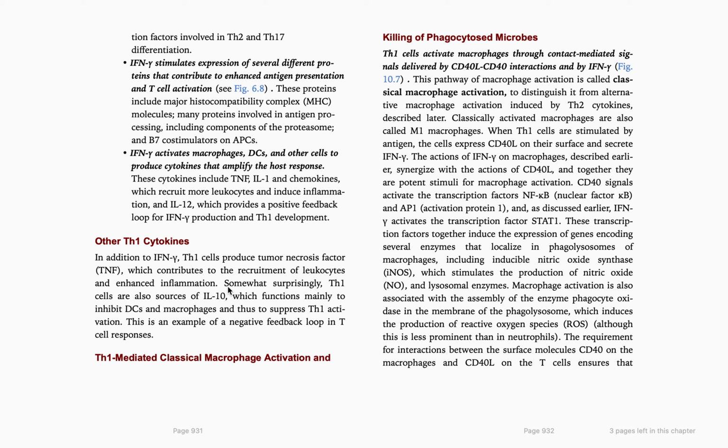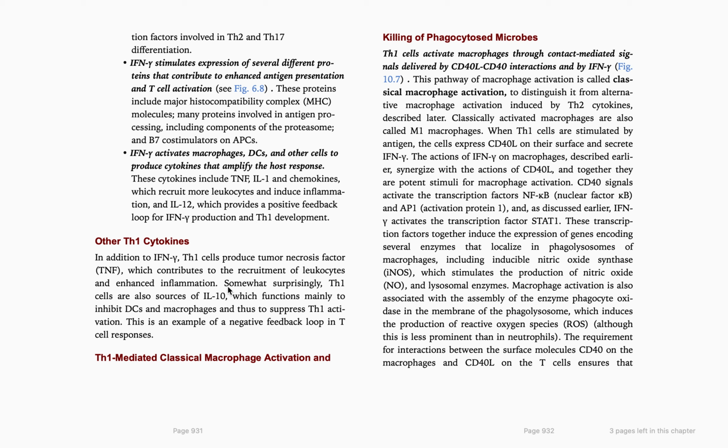Other T helper 1 cytokines. In addition to interferon gamma, T helper 1 cells produce tumor necrosis factor, which contributes to the recruitment of leukocytes and enhances inflammation. Somewhat surprisingly, T helper 1 cells are also a source of interleukin-10, which functions mainly to inhibit dendritic cells and macrophages, and thus to suppress T helper 1 activation. This is an example of a negative feedback loop in T cell responses.